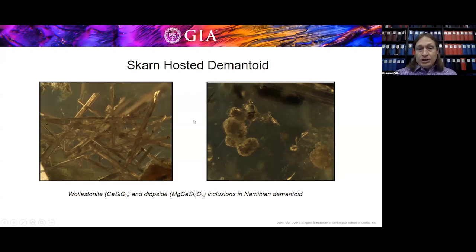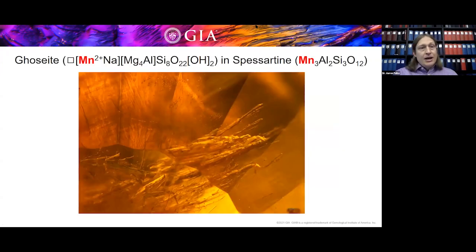And on the right are some diopside clusters, these roundish clusters of diopside that we often find in the skarn-hosted demantoids, especially from Namibia and Madagascar. Diopside is a magnesium calcium silicate, and it's very frequently found in these skarns because it's a calcium silicate mineral. So again, using these inclusions, we can backtrack the origin of this garnet to its geological origin conditions. We have just one more example of garnets on the next slide.